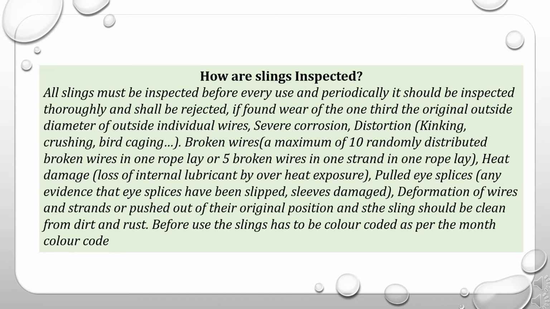All slings must be inspected before every use and periodically it should be inspected thoroughly and shall be rejected if found: wear of 1/3 the original outside diameter of outside individual wires, severe corrosion, distortion, kinking, crushing, bird caging. Broken wires, a maximum of 10 randomly distributed broken wires in one rope lay or 5 broken wires in one strand in one rope lay.